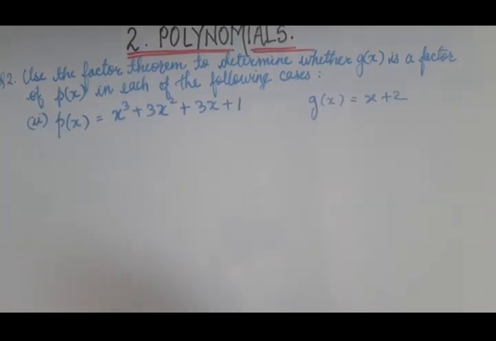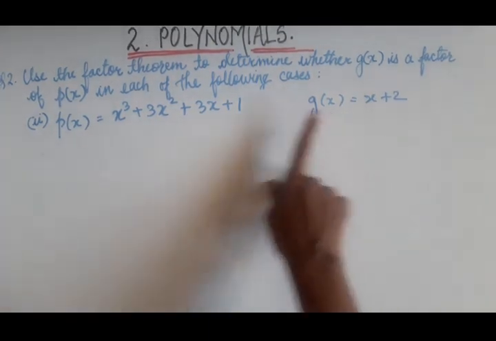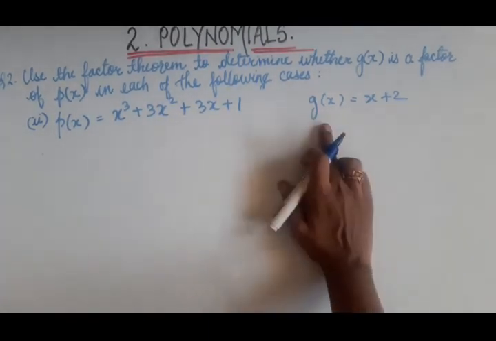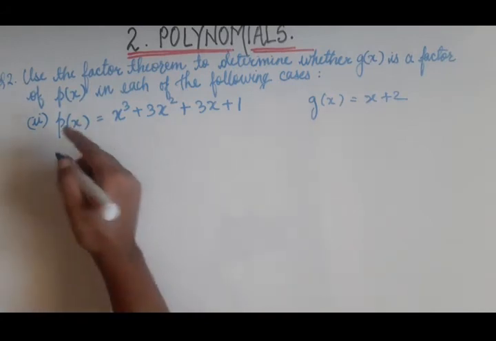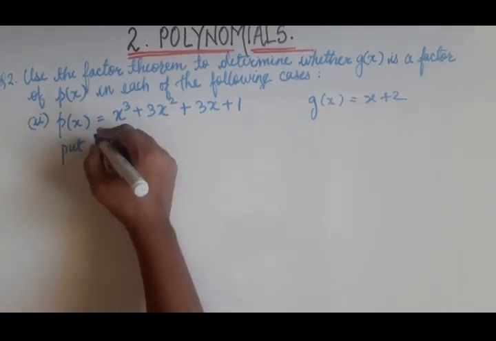So the next question is, p of x is x cube plus 3x square plus 3x plus 1 and g of x is x plus 2. Again we have to find whether g of x is a factor of p of x. So for that, first find 0 of g of x, that is your divisor. So for that we have to equate it with 0.